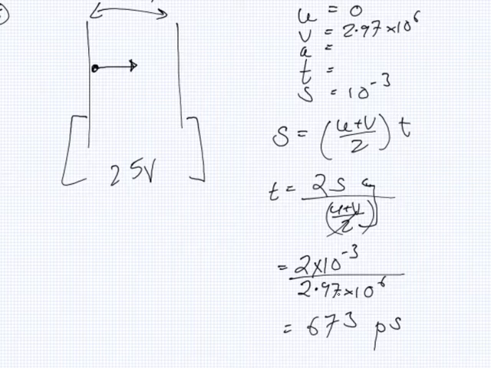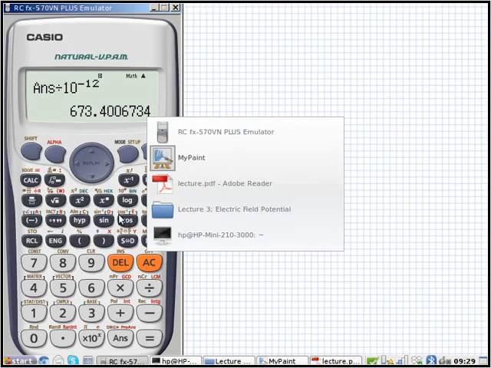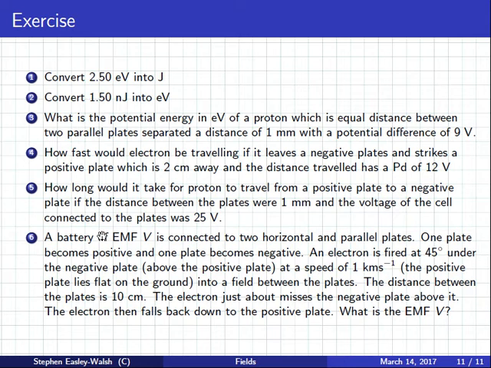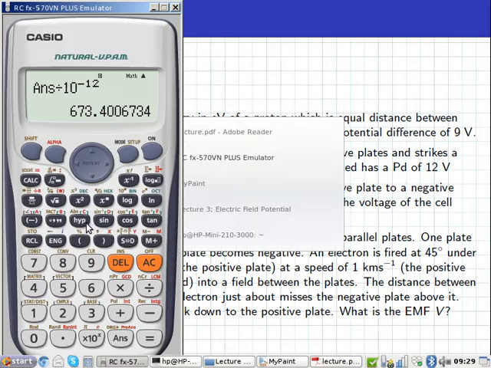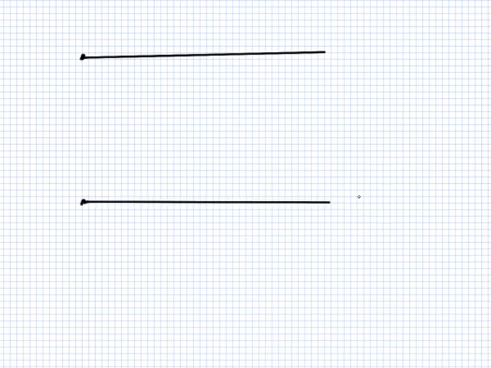Last one. I made a bit of a mistake in the description, but I cleared that up last time. So you've got an electron being fired. So what I wasn't making clear in the question is that the bottom plate must be positive because the electron is being pulled back down, but I explained that in the class, so it fires up, comes back down like that.